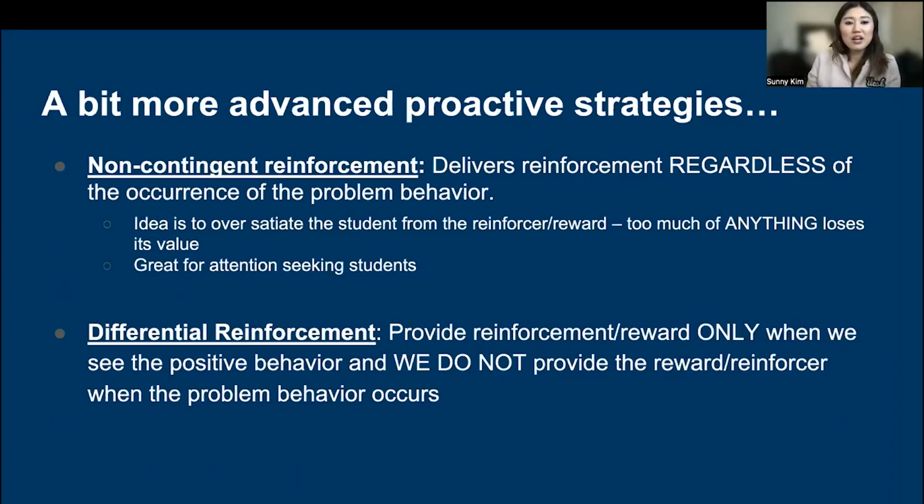And then I'm going to talk about a bit more advanced proactive strategies. So a few things. First one is what we call non-contingent reinforcement. And I'm going to try to translate this to non-layman's terms to the best of my ability. Essentially, the idea with non-contingent reinforcement, or what we call NCR, is we're going to over-satiate the students with access to the reinforcers or the rewards so that they no longer really care for it. When they no longer care for it, they're not going to act out. They're not going to have the challenging behaviors.